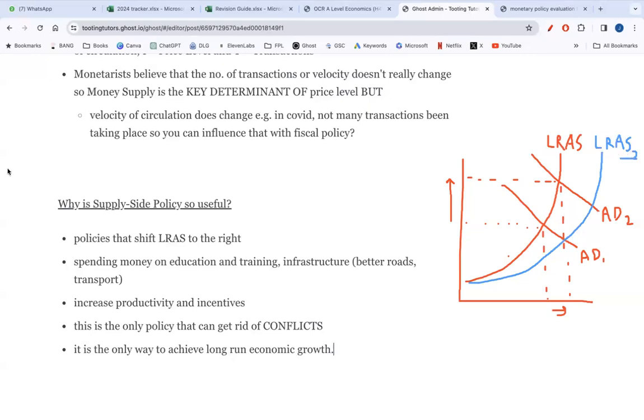Does that make sense? The key about supply side policy is you're reducing pressure on prices because my new equilibrium is here. So I've got even more. I've actually gone all the way here and my prices have dropped down to here.